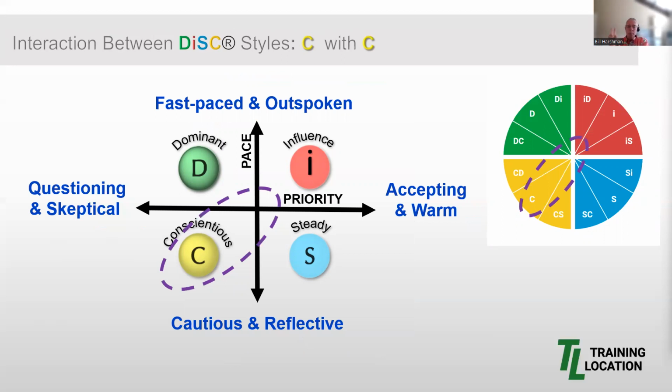So today we discussed two individuals from the same quadrant who share a cautious and reflective pace and a questioning and skeptical priority, and are even further defined when we consider inclination and proximity. You can see how lumping individuals into a style box can really overlook what's behind that style and what's inside that person.